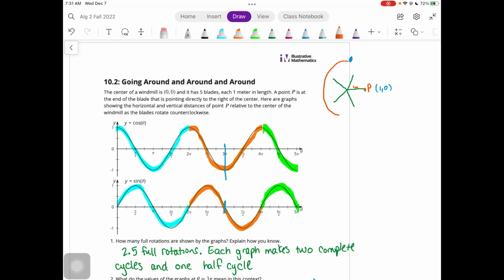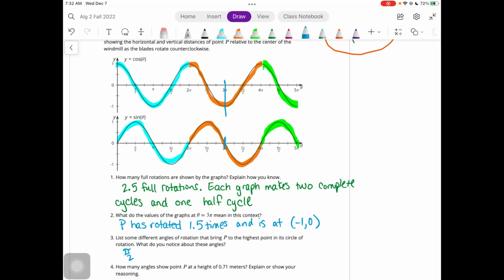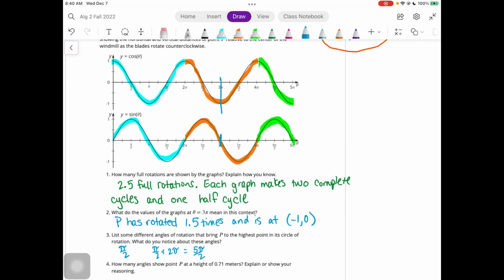And so if we come all the way around, we're going to add 2 pi to that. So pi over 2 plus 2 pi gives us 5 pi over 2. And you'll notice that every time we go around the full circle, we're adding 2 pi. So we have pi over 2 plus 4 pi, because that's 2 pi plus 2 pi, and that is going to be 9 pi over 2, right? And so we could actually write this as pi over 2 plus 2 pi n, where n is an even number, right? And that would represent all of the different angles that have that same amount of rotation.